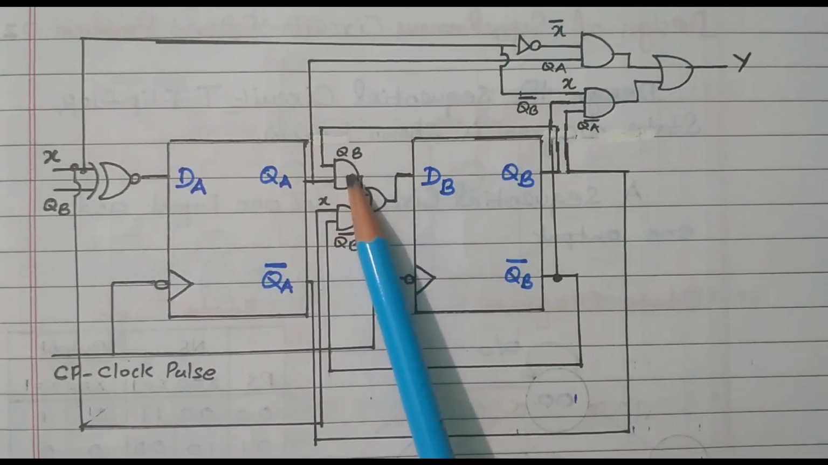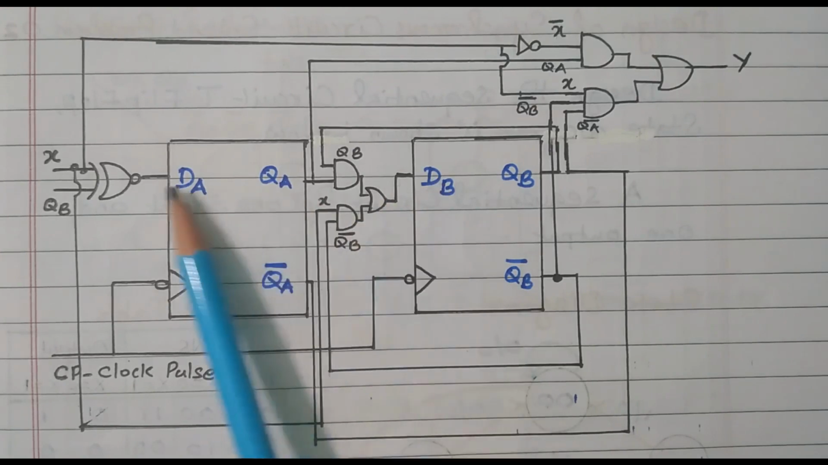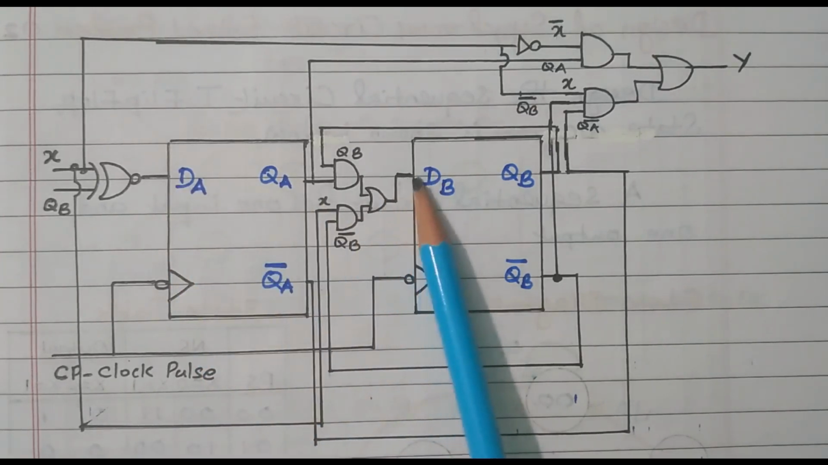QA and QB is there, plus x into QB bar. This is x into QB bar. These two are multiplied and added together. That is given as DB, right? DA and DB are given from the previous expression.